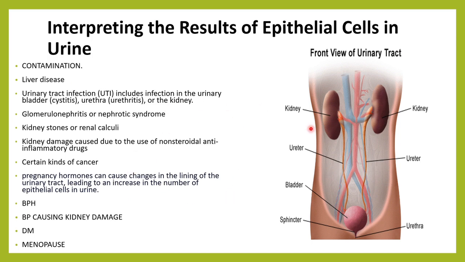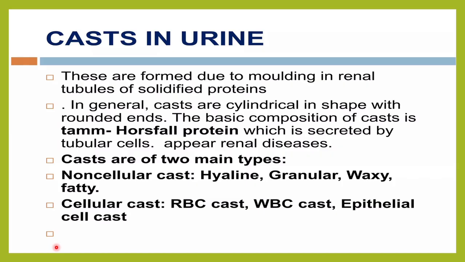So these are the various conditions where you can see the epithelial cells in the urine. Most commonly contamination, urinary tract infection, glomerulonephritis, kidney stones, certain kinds of cancer, benign prostatic hyperplasia, diabetes mellitus, menopausal women, etc. Then coming to the casts.